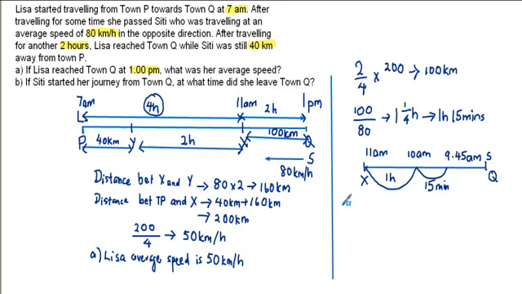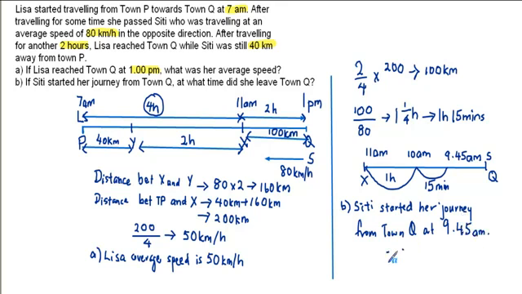So your statement for question B would be Cici started her journey from town Q at 9:45 a.m. Thank you.